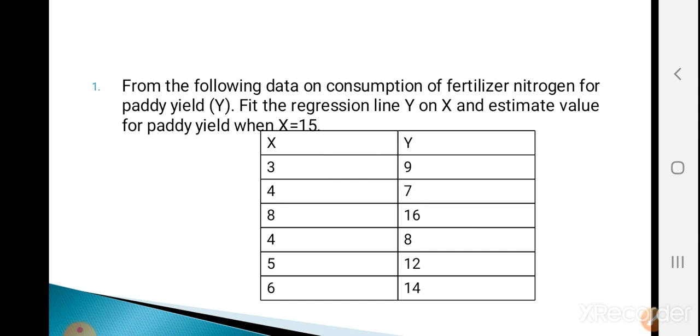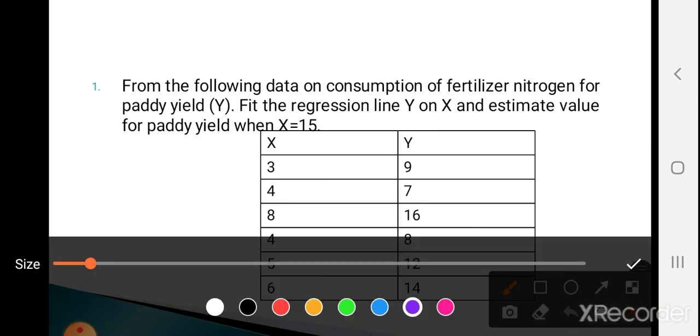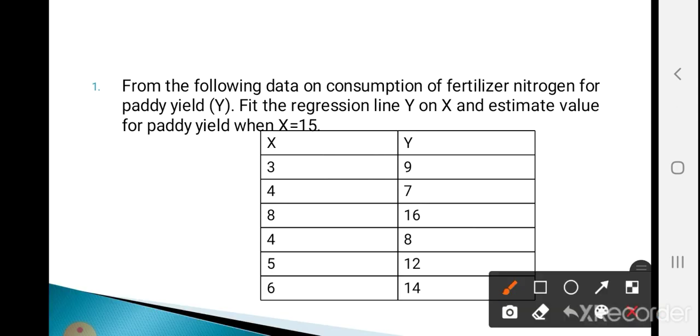From the following data on consumption of fertilizer nitrogen, variable x, and paddy yield, the y variable, fit the regression line y on x. That means here the paddy yield depends on the consumption of fertilizer nitrogen. Then estimate the value of paddy yield when x is equal to 15.